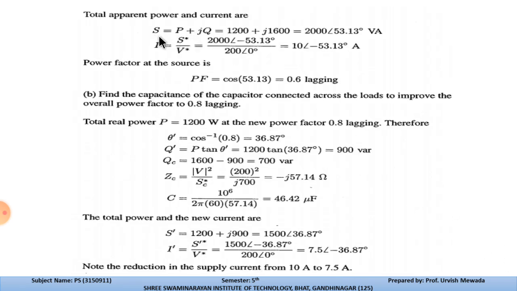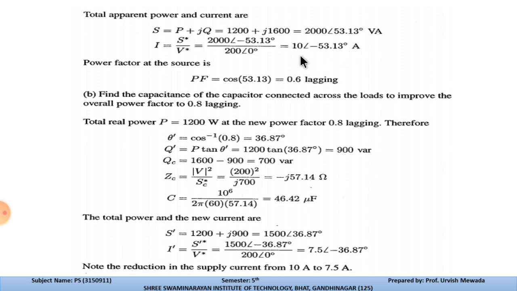Total apparent power S is equal to P plus jQ. So P is 1200 plus j1600. If we convert this a plus jb form into R angle theta, then it will become 2000 at angle 53.13 degree VA. Now the total current I: we already have the equation S is equal to V into I, so take I as the subject, so I is S conjugate divided by V conjugate. S conjugate will become 2000 at angle minus 53.13, and V conjugate will be 200 at angle 0. This will become 10 at angle minus 53.13 ampere.